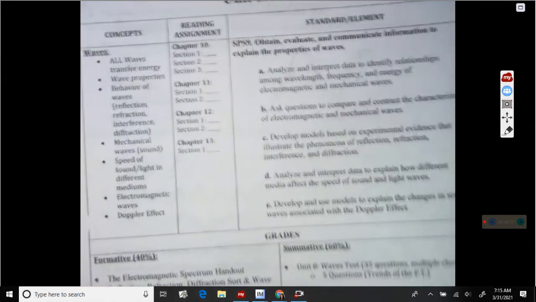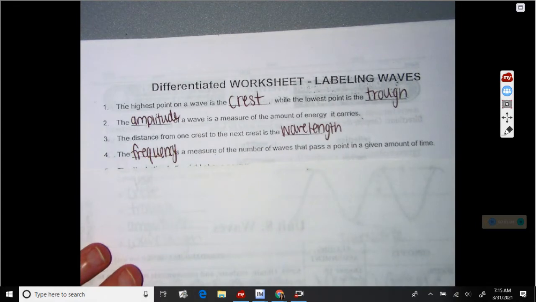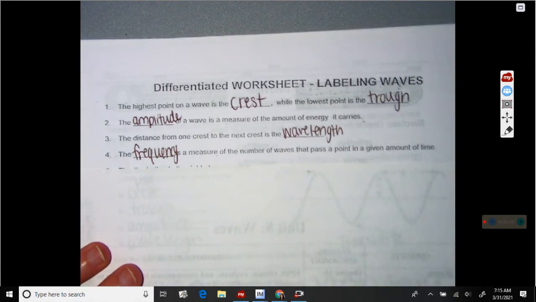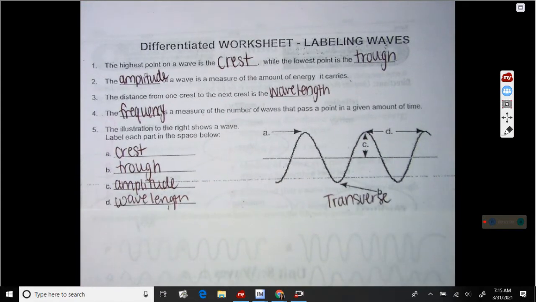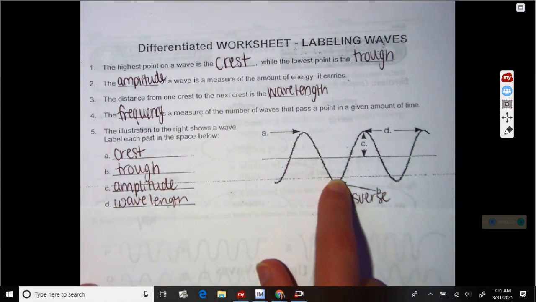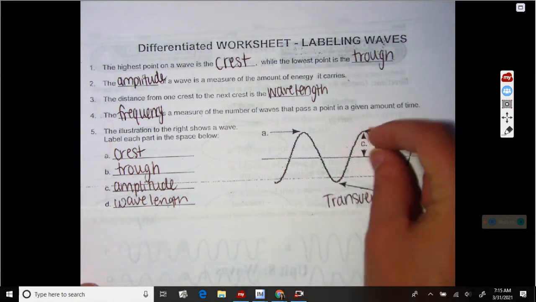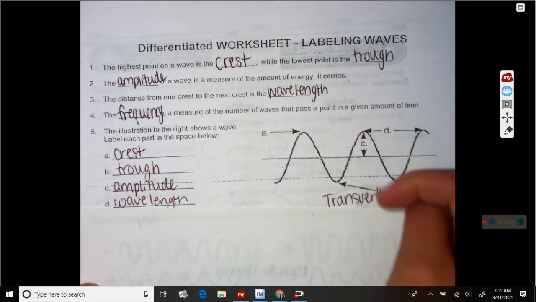All right, so the first thing is we're going to talk about the different points of a wave. The highest point in the wave is the crest. That's the top part of the wave. And if you notice, it's the part right here. And then we have the trough at the bottom. The amplitude is how much energy a wave carries, so it's right here. So the taller it is, the more energy it carries.